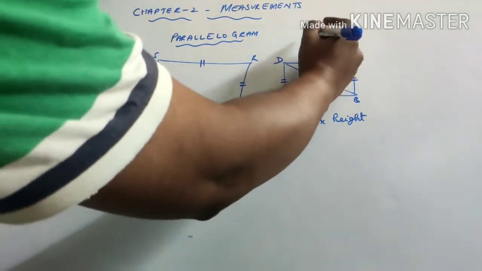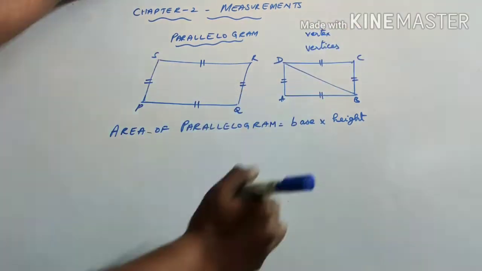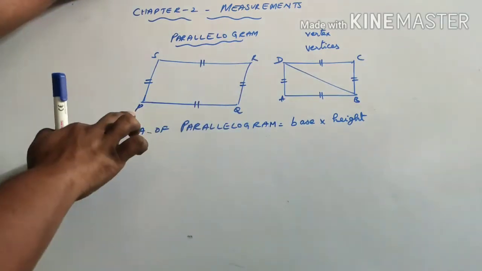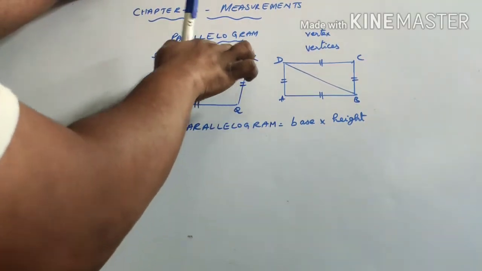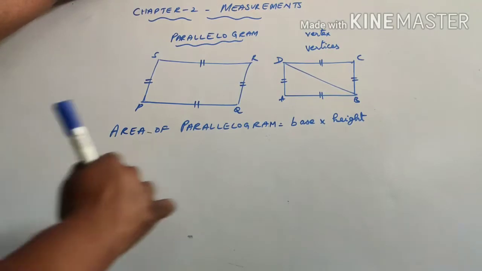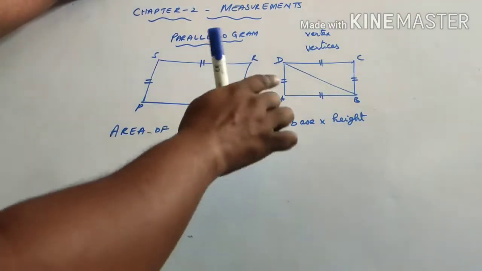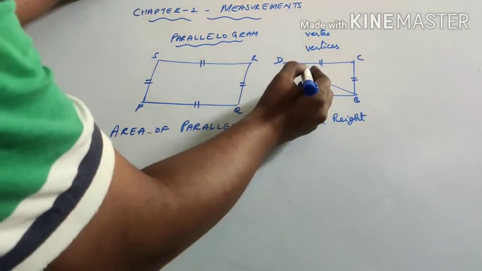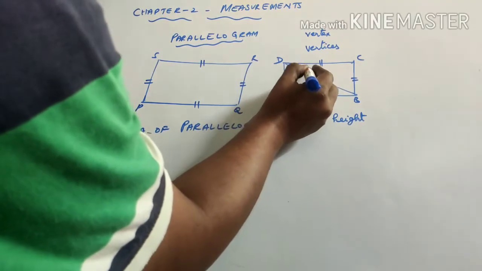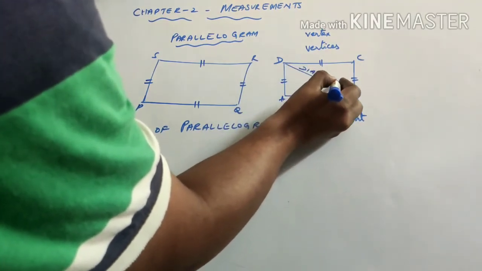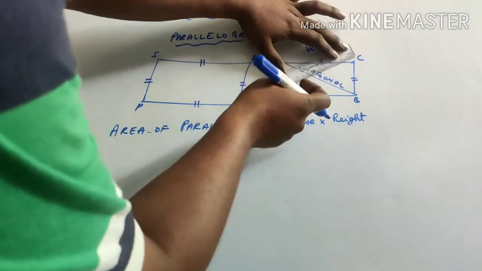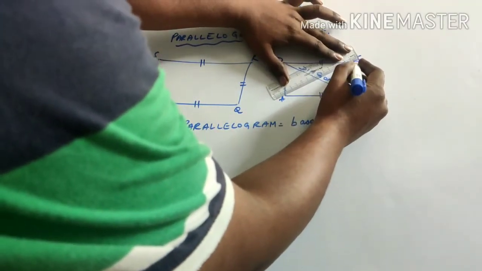Plural. Singular means vertex. Okay. Vertex A, vertex B, vertex C, vertex D, vertex P, vertex Q, vertex R, vertex S, like that. Okay, so all together they are called vertices. So the line which connects the two opposite vertices is called diagonal. This is called diagonal. Okay, so in rectangle, the diagonals will be equal.